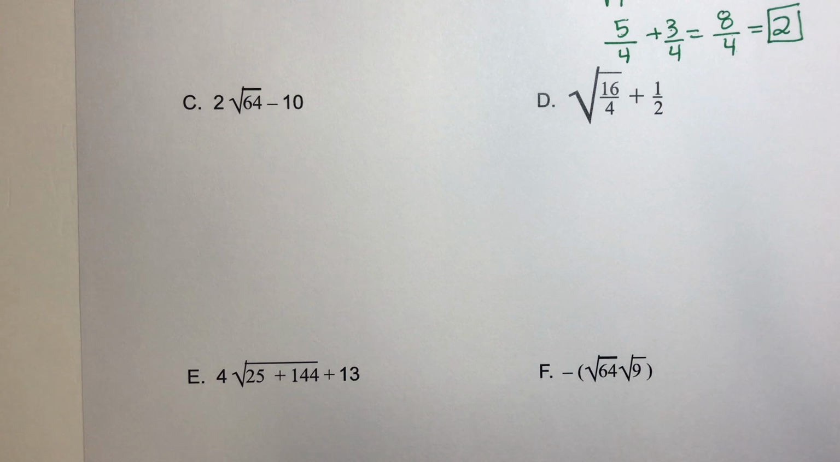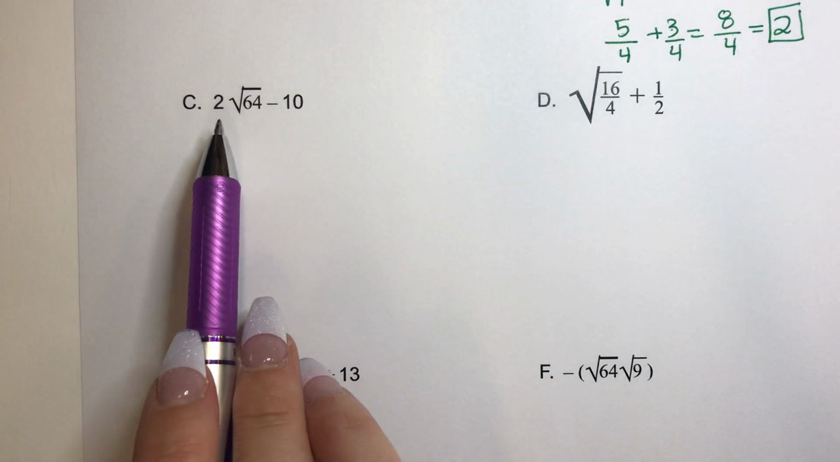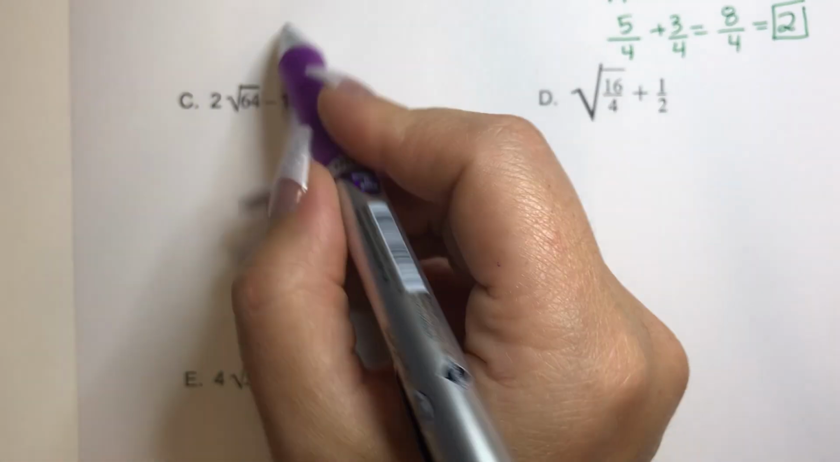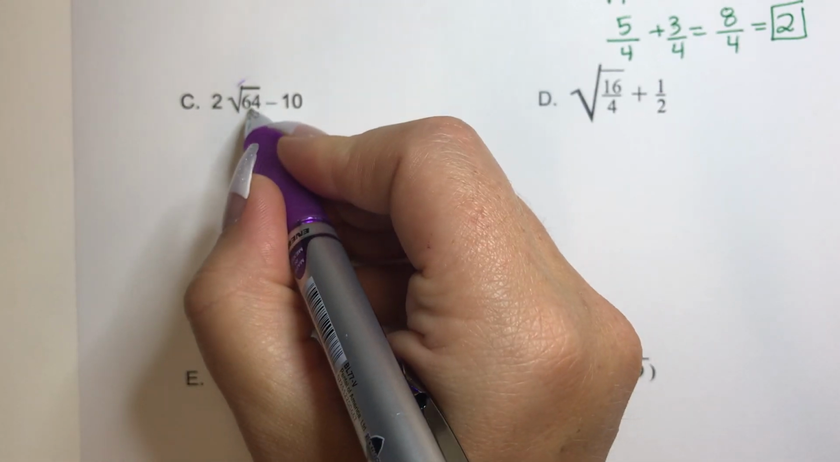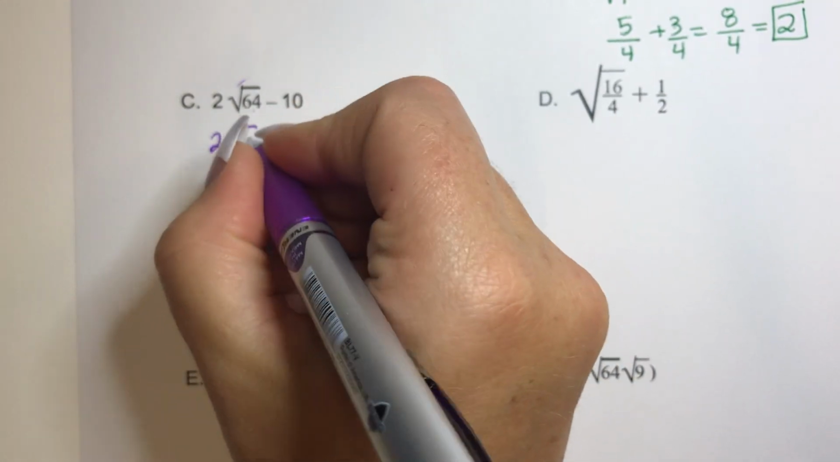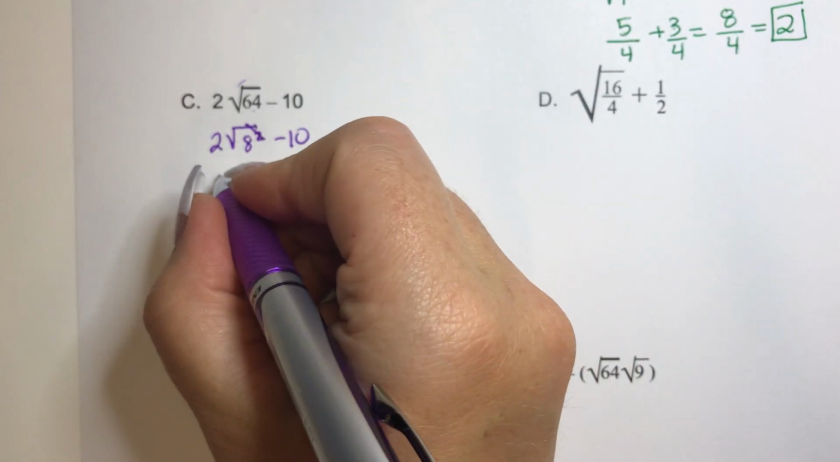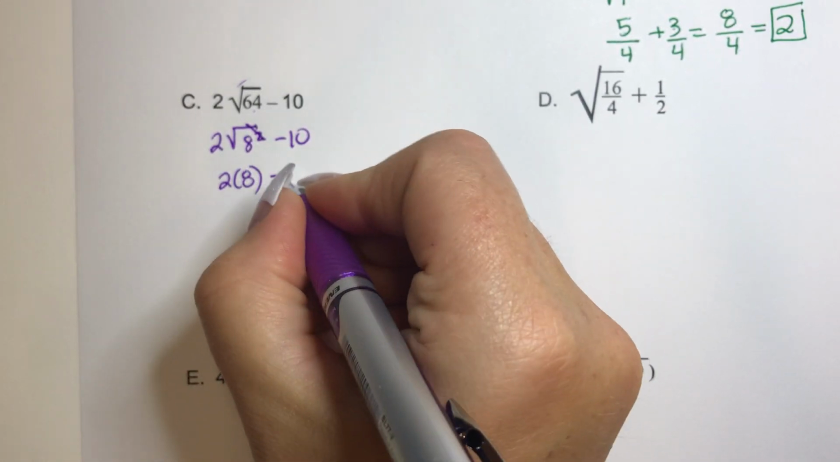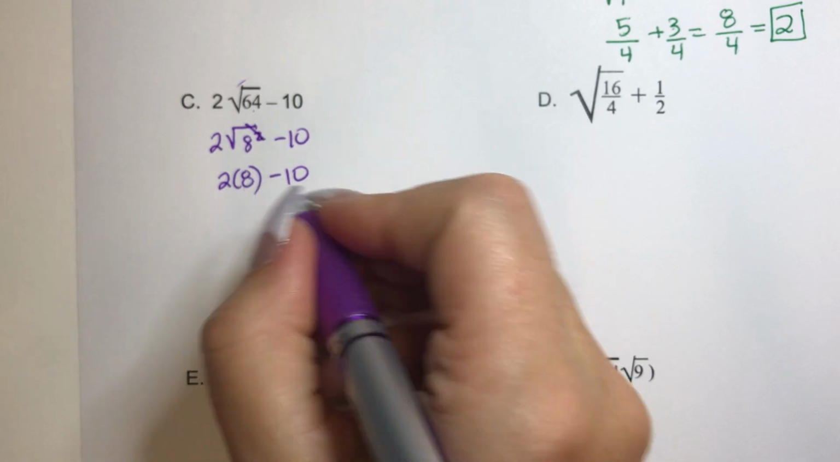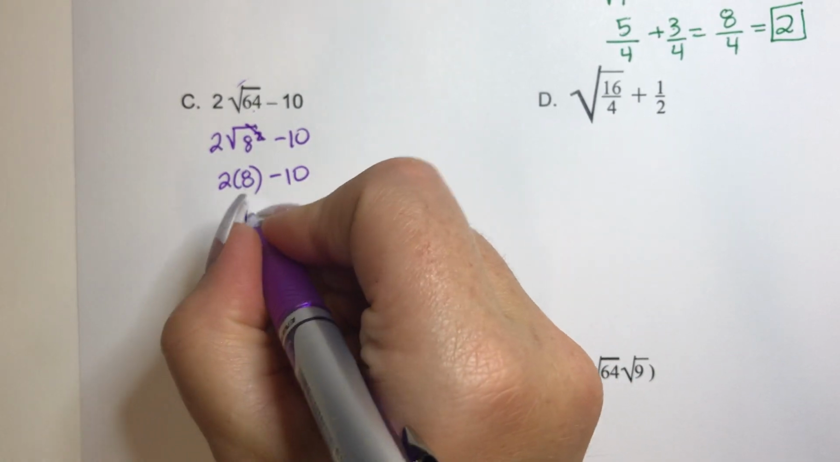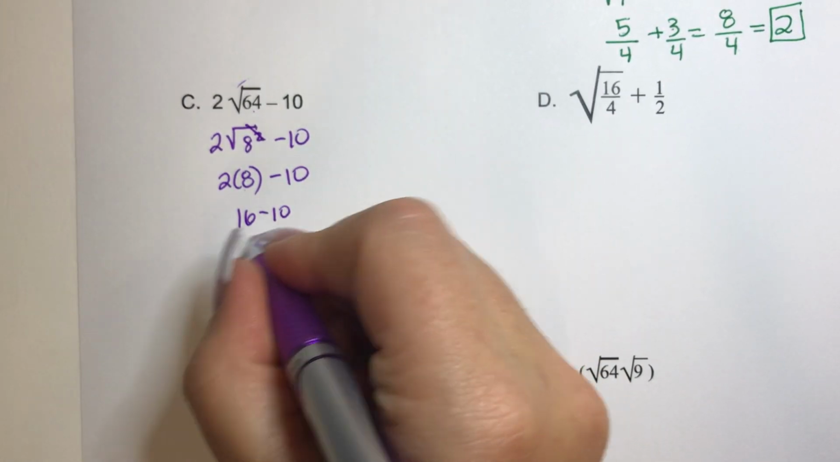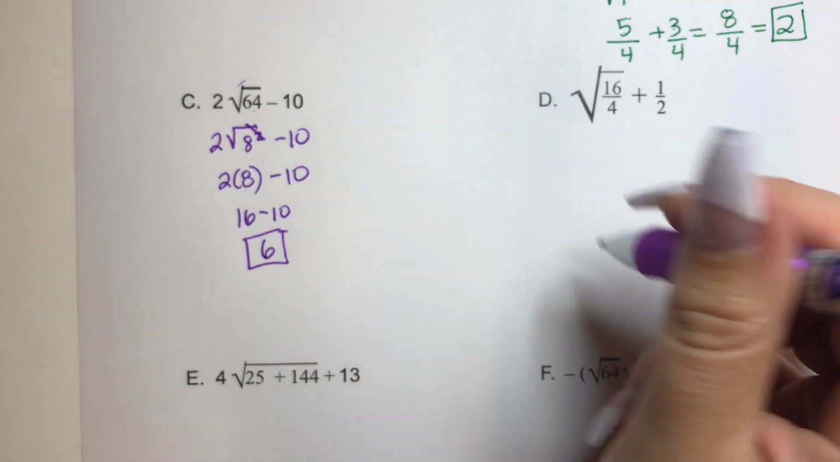Okay, let's see how you did on C. So we have 2 multiplied by the square root of 64 minus 10, right? We got to do this first. I know that this is a perfect square number, which is the same thing as 8 squared, which is awesome. Because the square root and that square cancel each other out, we're left with 2 times 8. We do multiplication before we do the subtraction. 2 times 8 is 16 minus 10. Our answer is 6. If you got that one right, awesome, awesome.